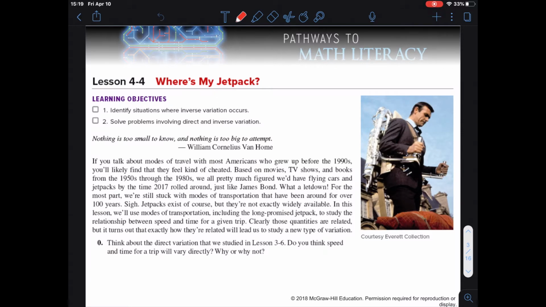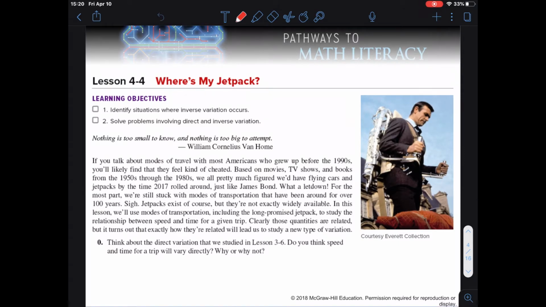What we're going to learn about today is something called inverse variation. So the opposite is going to happen. So we're going to think if one quantity increases, the other is going to decrease as a result. So the inverse is happening.